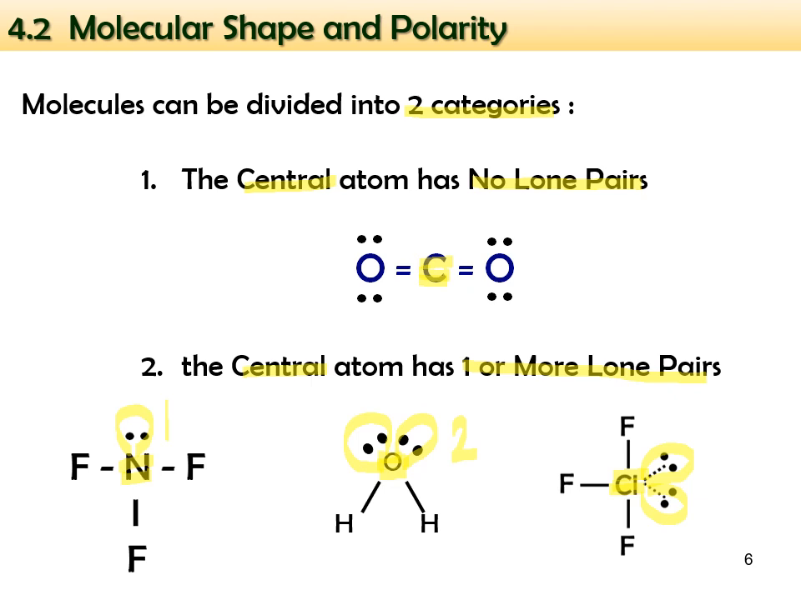Okay, so let's have a look at this one, NF3. So you can see here, I will explain this in detail after this. So in the NF3 molecule, there is one lone pair, but how many bonding pairs? 1, 2, and 3. There are 3 bonding pairs here. Three bonding pairs. So it is important for you to identify lone pairs and bonding pairs.